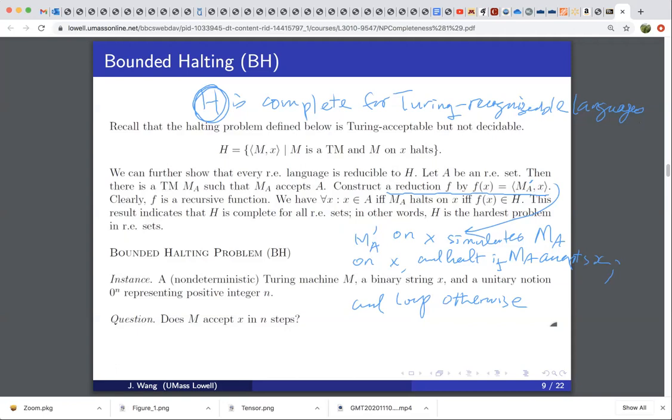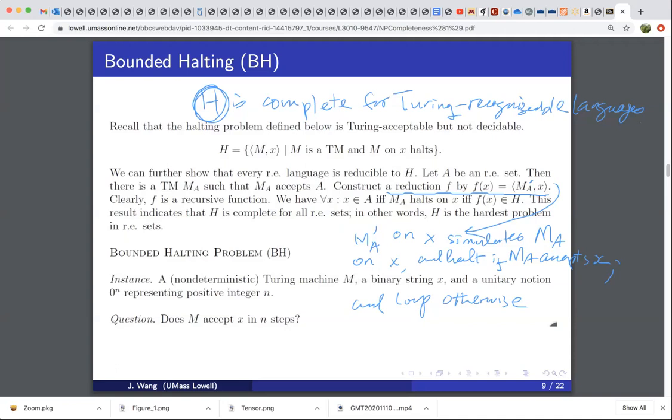So now from here, we're going to simply add a time bound. So we want to make it polynomial time. And then we'll come up with our first NP-complete problem, which is not natural, but that's okay because we're going to start from there.